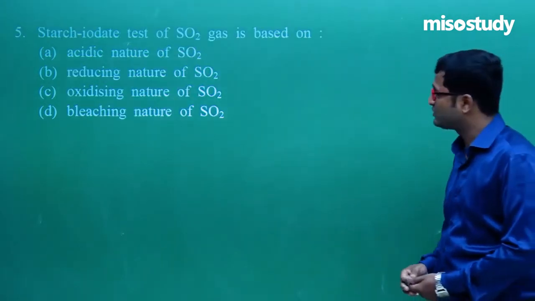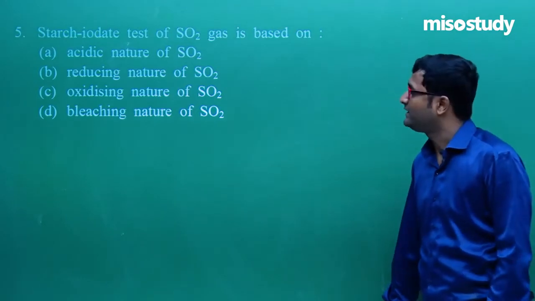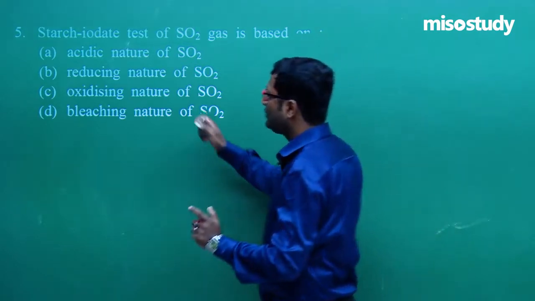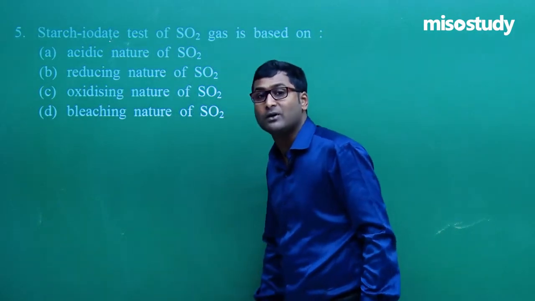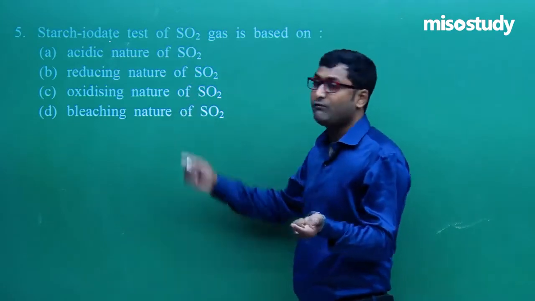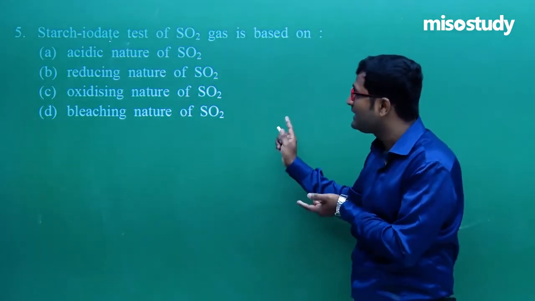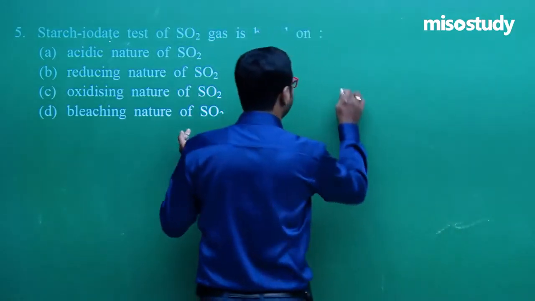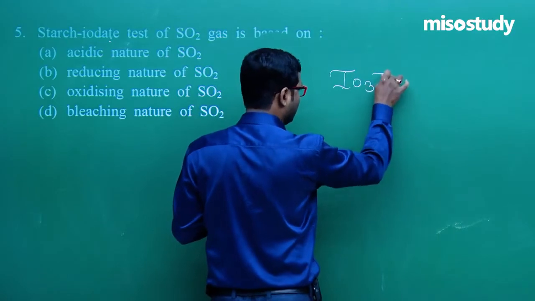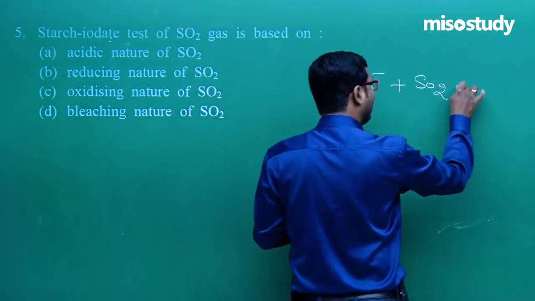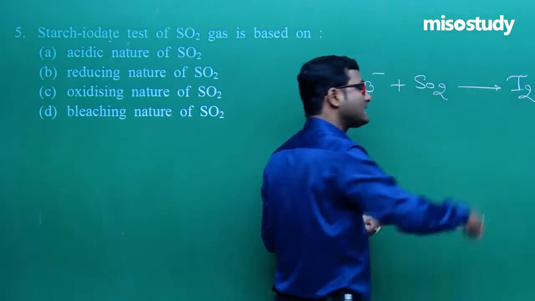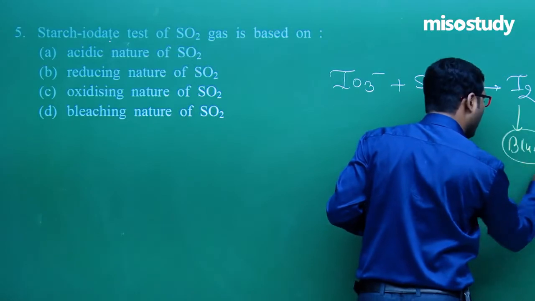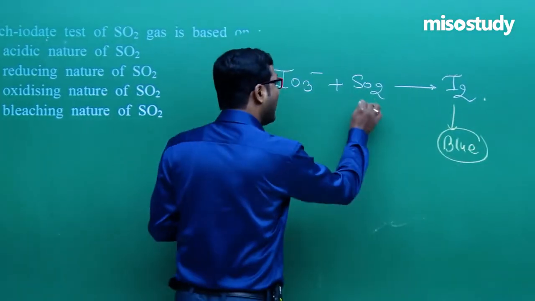This is one of the best questions again. The starch iodide test of SO2 gas is based on what will happen. Listen, as we know, with starch iodide there is a blue color formation. Blue color formation, why? Due to the formation of I2. Now which reaction, which nature will produce I2? As we take iodate, that is IO3 minus plus SO2, then definitely it gives you I2. Yes sir, and this gives the blue color. That is our prime concern, the formation of I2. Then how does the I2 form?